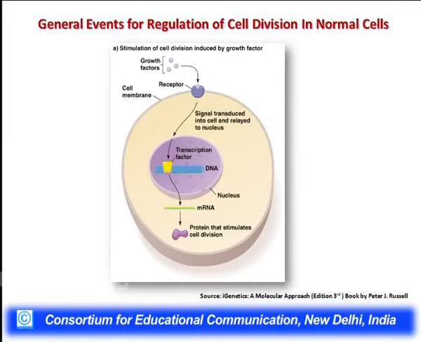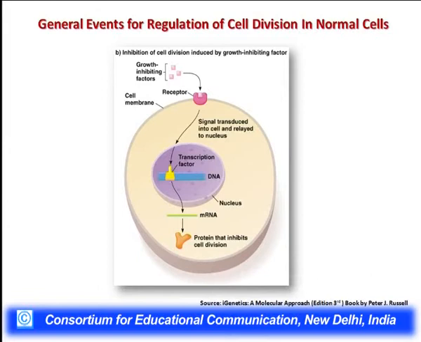Now, if we see the other example, how exactly the growth inhibiting factor inhibits the cell division. As the cell is growing, after a certain point it has to stop. So certain growth inhibiting factors are produced. These growth inhibiting factors bind to the receptors, and by binding to this receptor, the signals are transferred inside the cell with the help of the process called signal transduction, and again this is a relay process by which the signals are transferred into the nucleus.